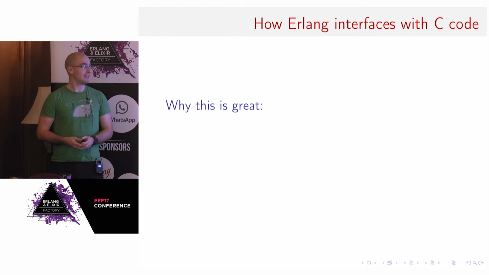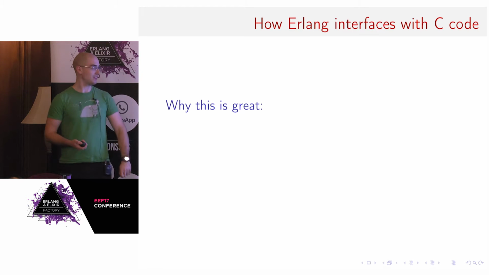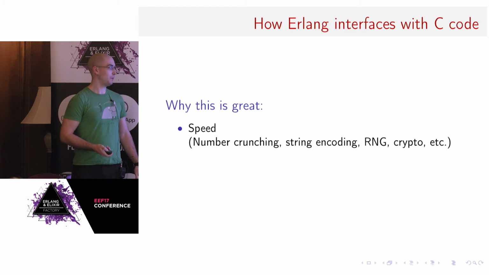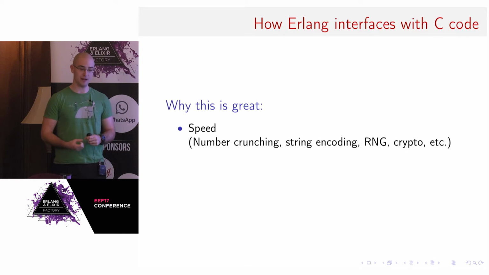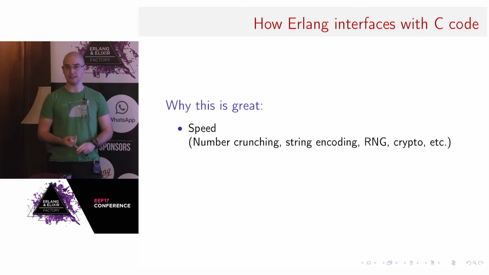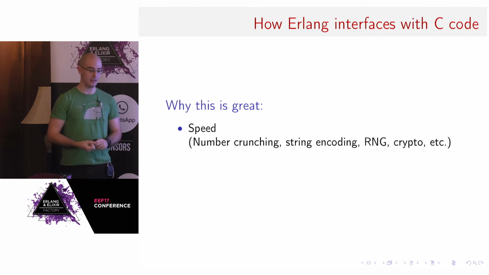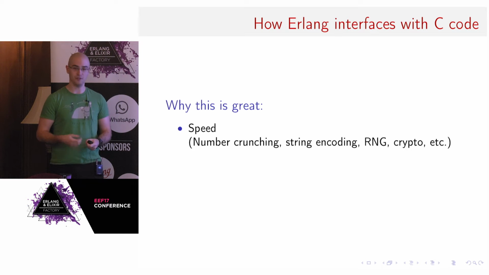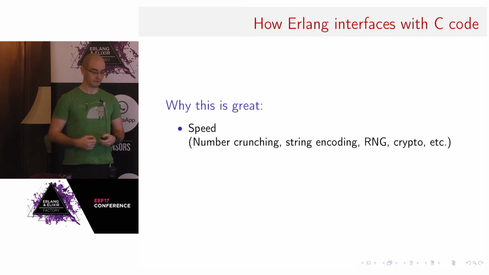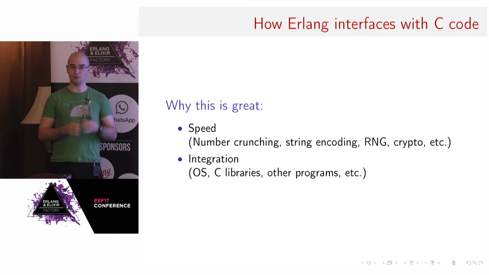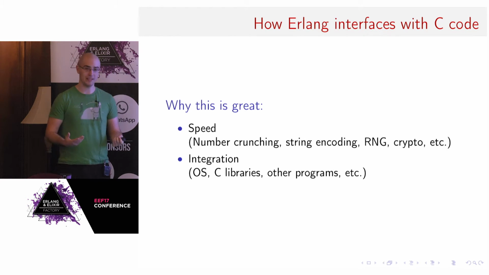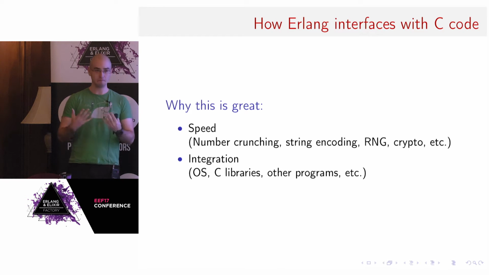So Erlang lets us interface with other programs, and this is really spectacular for when we need speed that the Erlang virtual machine doesn't necessarily provide, if we need to quickly encode a string differently, or if we have some number crunching that we need to do, or random number generation, crypto, or when we need to integrate with other libraries. Suppose we're using some fancy new message broker system, and that's written in C. Erlang gives you the opportunity to use that. It's completely available to you.